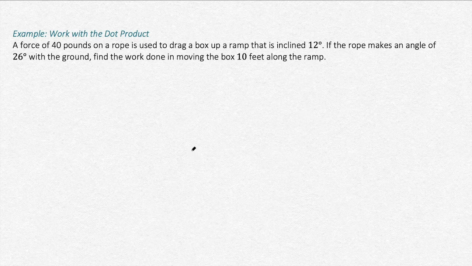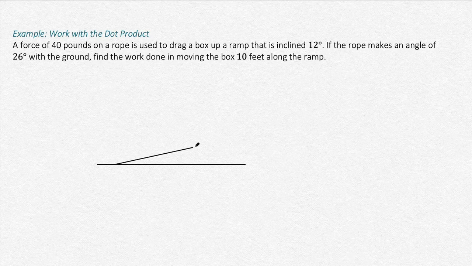I'm going to go ahead and draw a picture here. I'll start by drawing the ground. The ground is just flat, and then we've got a ramp, and the ramp is inclined 12 degrees. So let's say this is the ramp here, and this angle here is 12 degrees. And we're dragging a box. There's our box. And we're pulling a rope, and the rope makes an angle of 26 degrees with the ground. So I'm going to draw it like this.